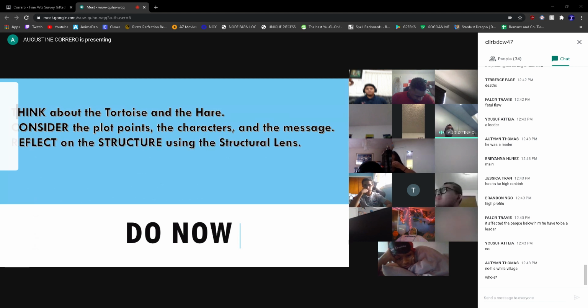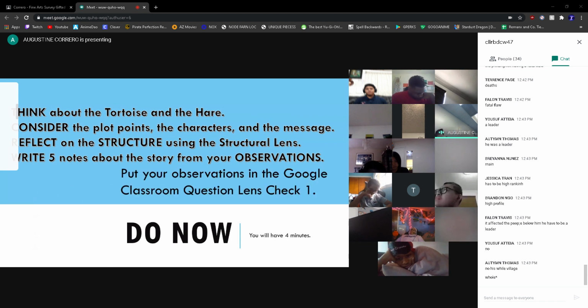Reflect on the structure using the structural lens. So once you're thinking about it and considering these specific elements, I want you to think based on how those things go together, what they do as a structure. And then you're going to write 5 notes about the story from your observations and put them in the question lens check 1, which I've just opened up on Google Classroom. So you're going to go into lens check 1 on Google Classroom. These instructions are already there.